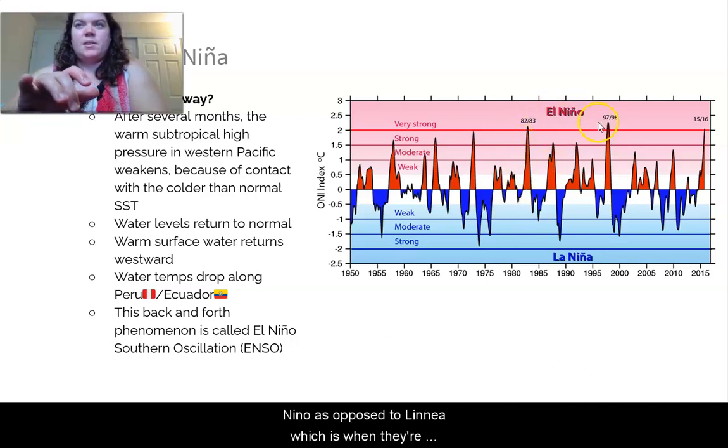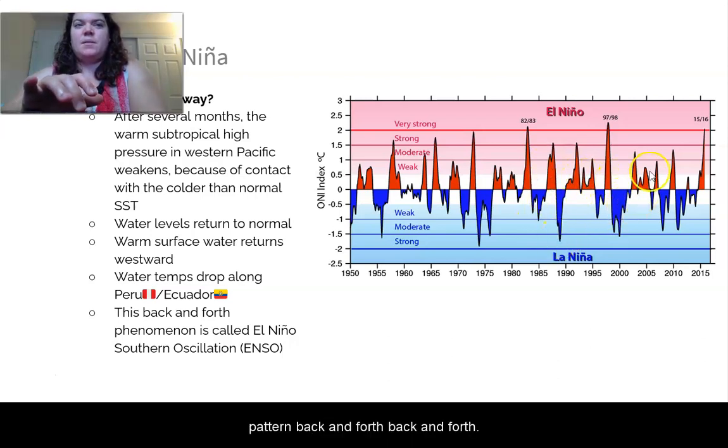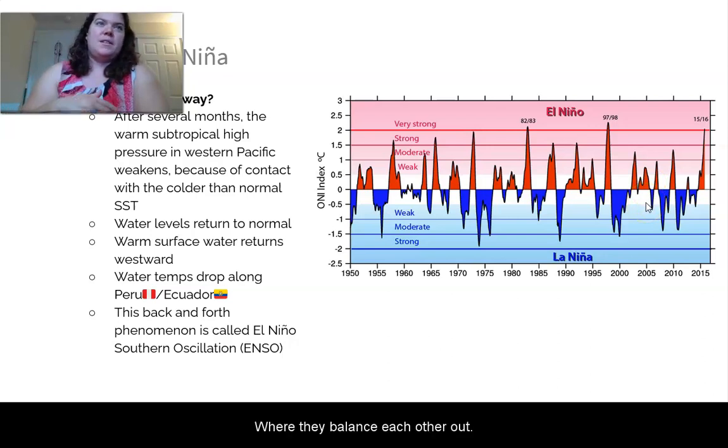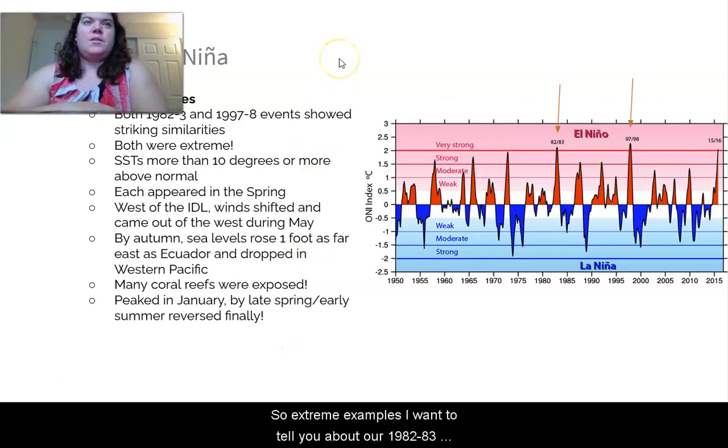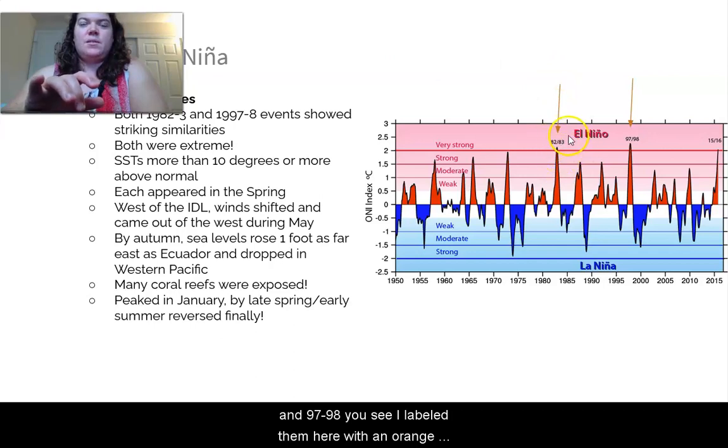So we see that there's red patterns, which are El Nino, as opposed to La Nina, which is when there's colder than normal sea surface temperatures. So those are blue, and we see it has this seesaw pattern, back and forth, where they balance each other out. So the extreme examples I want to tell you about are 1982-83 and 97-98. You see I've labeled them here with an orange arrow.